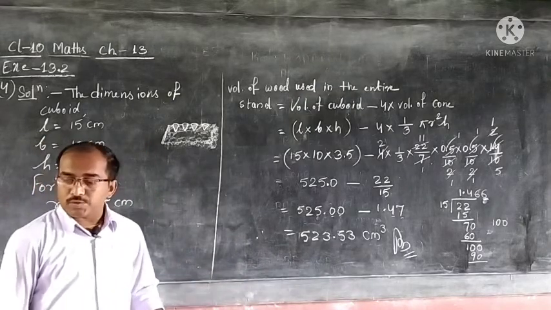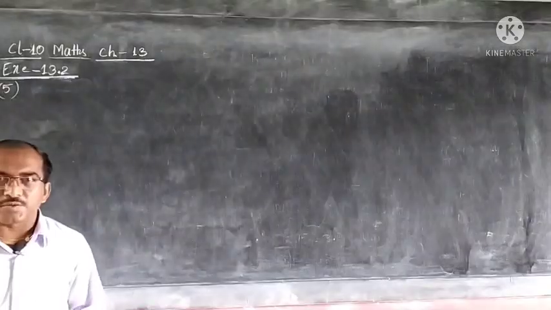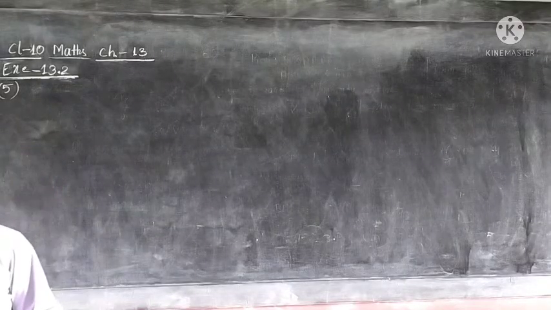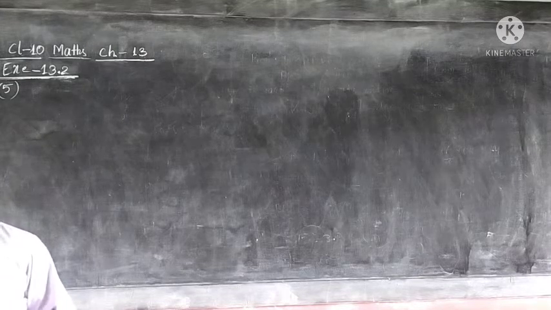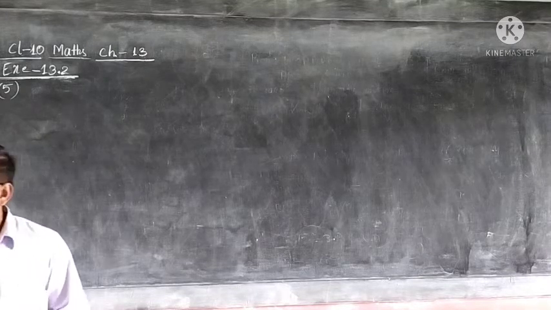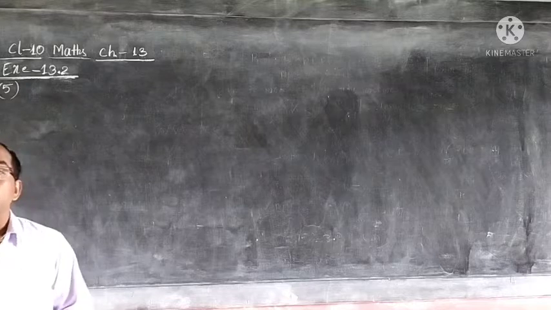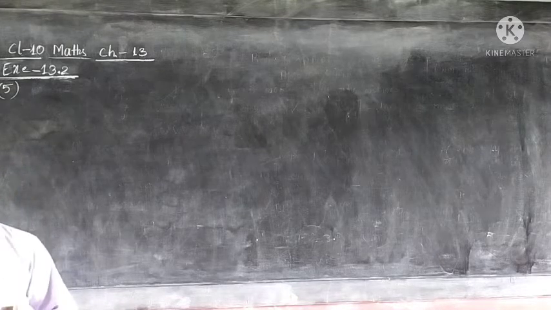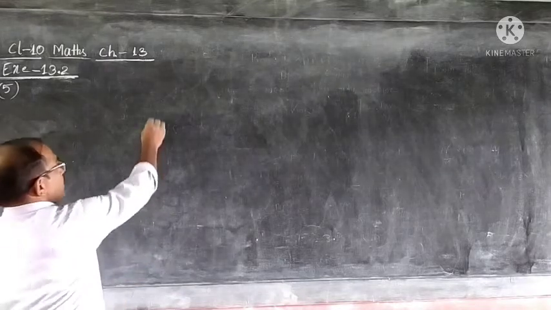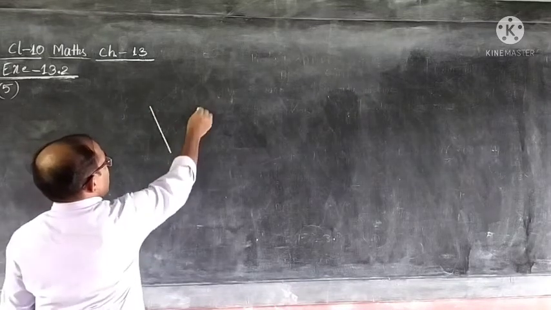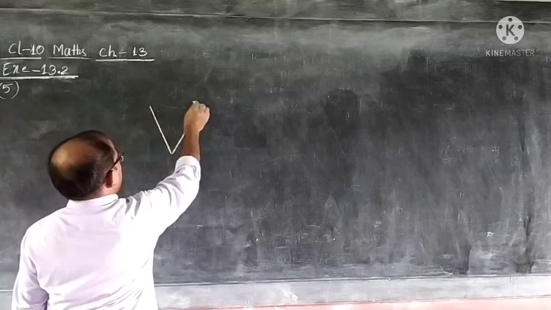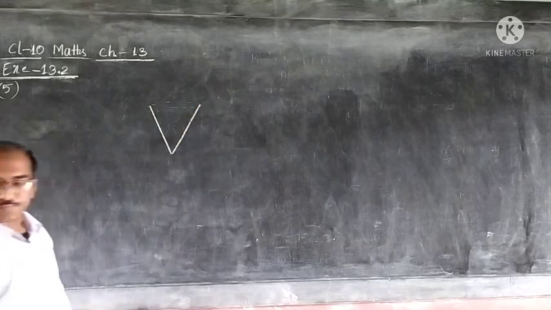Let us go now in question number 5. Let us start question number 5. We will read it. A vessel is in the form of an inverted cone. Its height is 8 centimeter and radius of its top, which is open, is 5 centimeter. So vessel is in the shape of a cone. This top is open, we need to remember it.